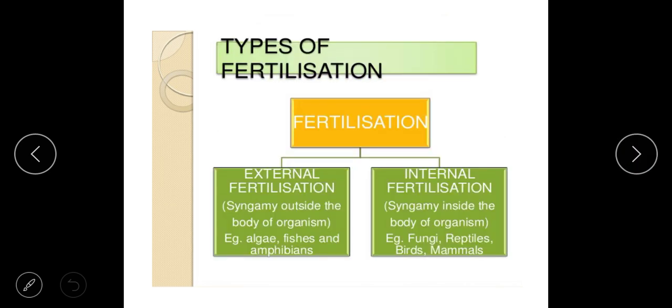There are two types of fertilization, external and internal. In external fertilization, the male and female gametes are released into water bodies outside the body, and then they fuse over there. If it takes place within the body, it is called internal fertilization.